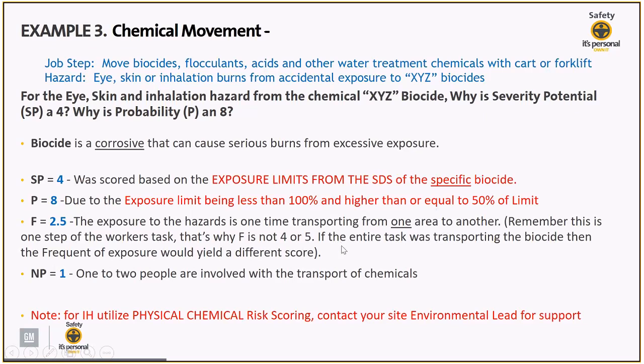Just a note, when it comes to industrial hygiene, it is truly important that you utilize the physical chemical risk scoring and contact your environmental lead for support, right? What we decided was that we needed a separate risk evaluation sheet for industrial hygiene to better support the scoring system. Everything I have here in red is from our physical chemical risk scoring. So once again, when it comes to industrial hygiene, I highly suggest you talk to your environmental lead for support.